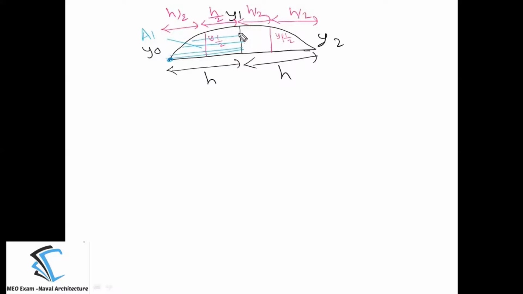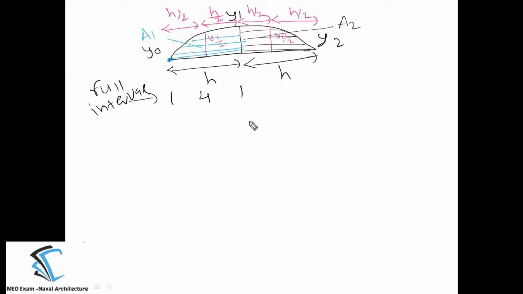The second case is y1, y1.5 and y2. This is the second region, with 3 ordinates. Now how to find out the Simpson's multiplier in this case? Consider that there are 3 ordinates in region number 1. If we are using the Simpson's first rule and the spacing between each consecutive ordinate is h, then the Simpson's multiplier will be 1, 4, 1. This is for the full interval.